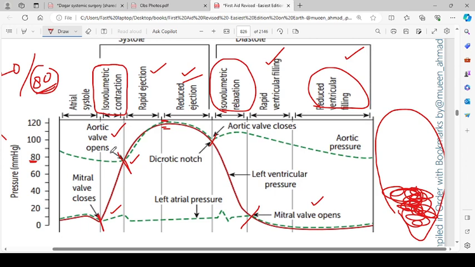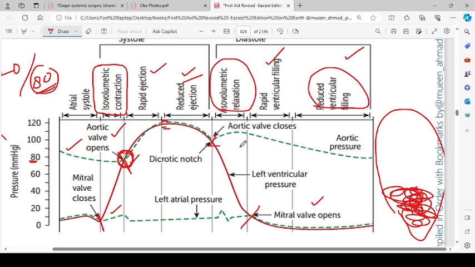If we talk about the aorta, here you can see that the green line is aortic pressure. The aortic pressure was previously high, it fell all the way till 80, and when this coincided with this line, the aortic valve opened. When the aortic pressure is 80 millimeters of mercury and the ventricular pressure is also 80 millimeters of mercury, at that time the aortic valve opens. Then as the left ventricle is ejecting into the aorta, you can see that the pressure of aorta is also rising all the way till here.